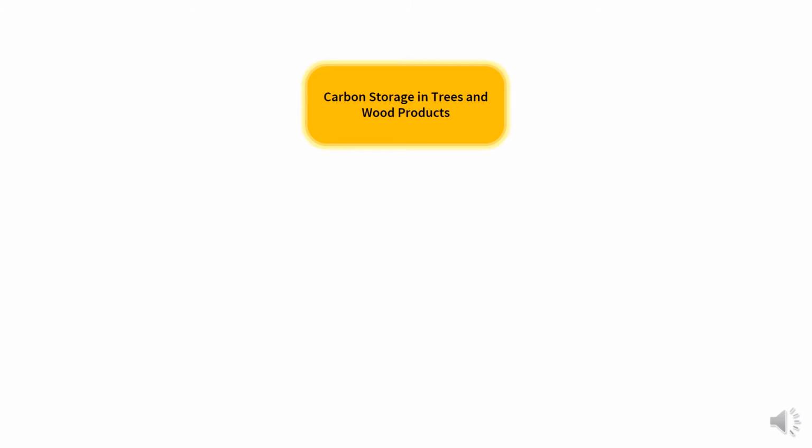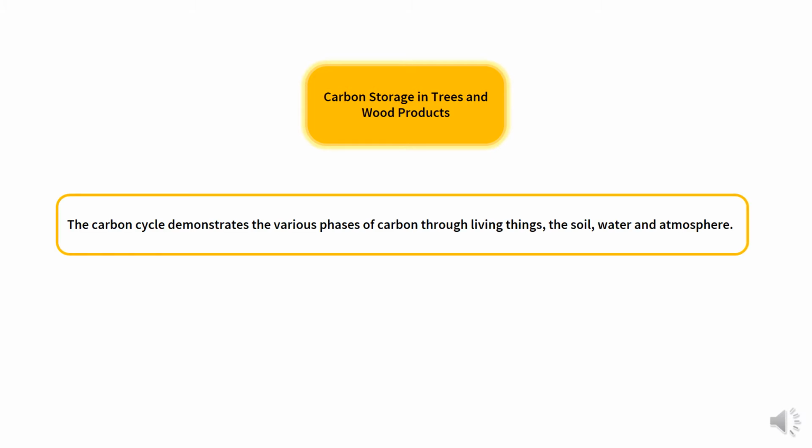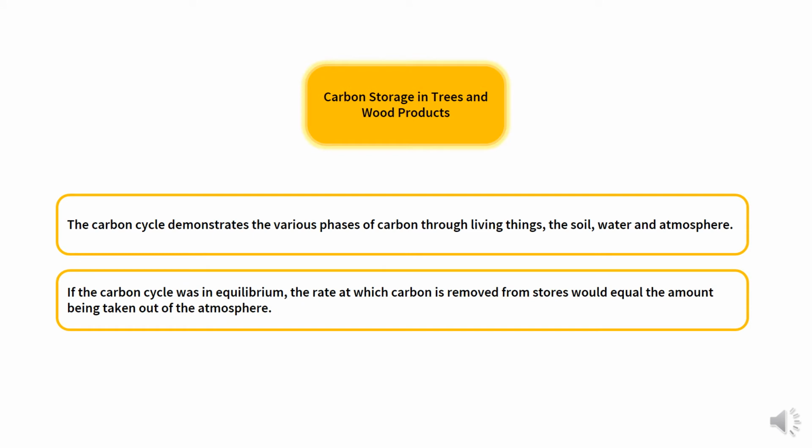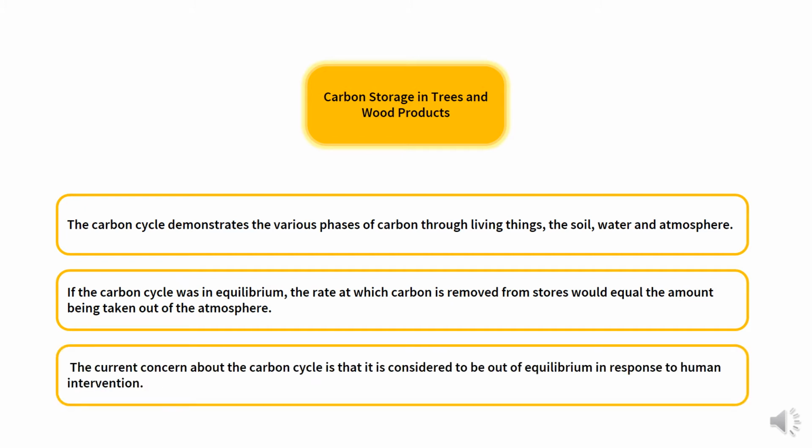The carbon cycle demonstrates the various phases of carbon through living things, the soil, water, and atmosphere. If the carbon cycle was in equilibrium, the rate at which carbon is removed from stores would equal the amount being taken out of the atmosphere. But the current concern about the carbon cycle is that it is considered to be out of equilibrium in response to human intervention.